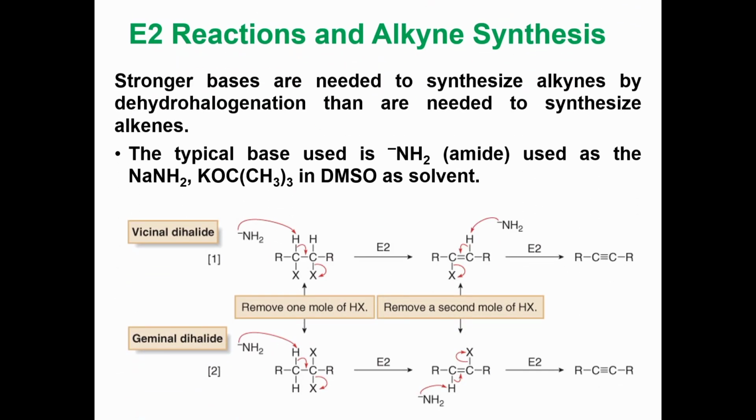Now, stronger bases are needed. These bases are needed because it is difficult to remove this hydrogen halide after the alkene is formed, because sp2 is stronger than sp3. This reason made us need a strong base like sodium amide or tertiary butoxide in DMSO.